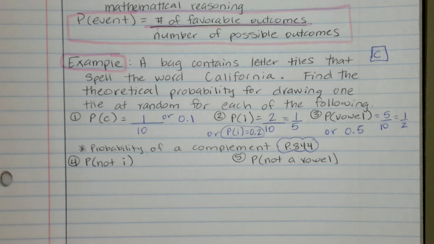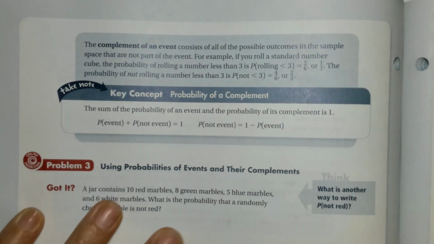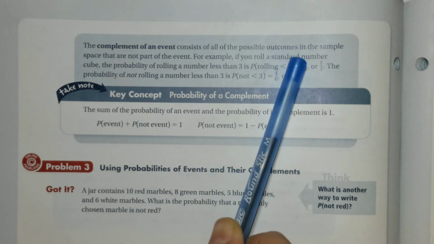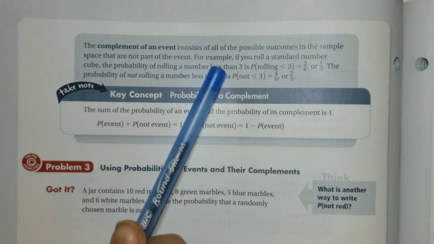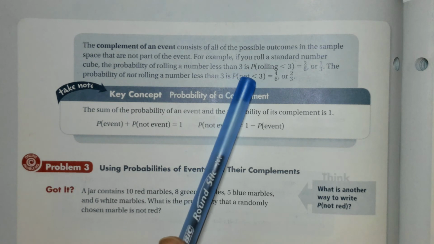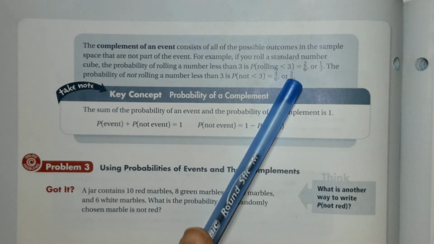Okay, so now real quick, the part I was saying about the complements. So in the book, I'll just show you guys my book real quick. You don't need to write this, but I thought we should talk about this. The complement of an event consists of all the possible outcomes in the sample space that are not part of the event. So for example, if you roll a standard number cube, the probability of rolling a number less than 3 is, rolling 1 and 2, so 2/6 or 1/3.